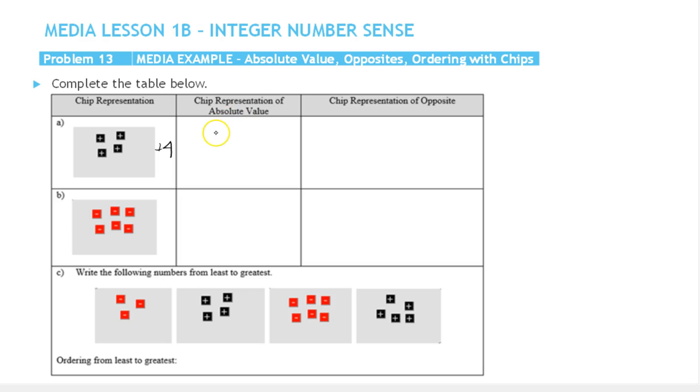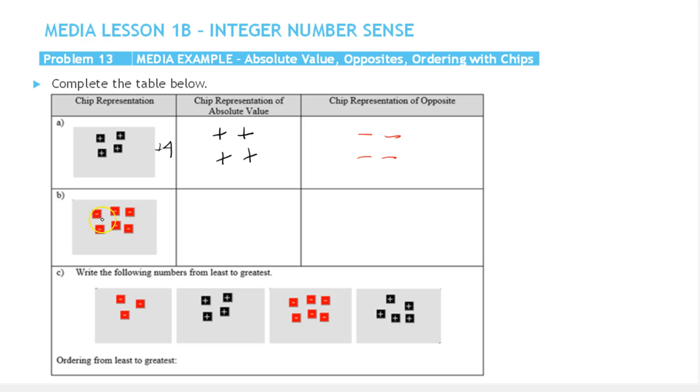So the absolute value, remember, is the number's distance from 0, but we could think of that as the same amount of chips, but the chip should be positive, since absolute value is always positive. So here, the chip representation of the absolute value of positive 4 is 4 positive chips, and notice it's identical to the chip representation of the number itself. The chip representation of the opposite would be the same number of chips, but you'd want to take the opposite chip for each one. So we'd have 1, 2, 3, 4 negative chips.